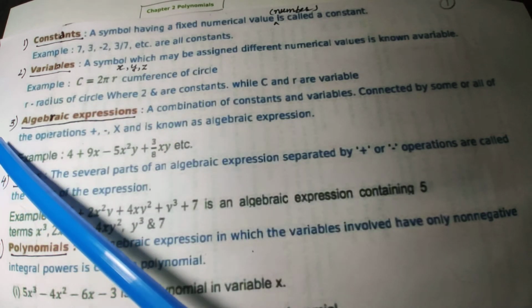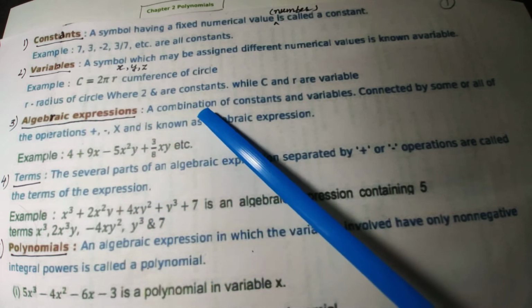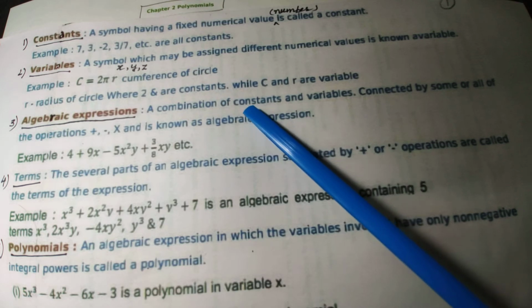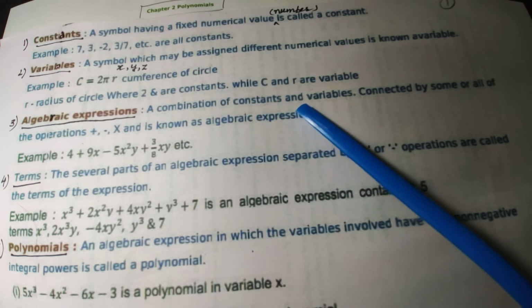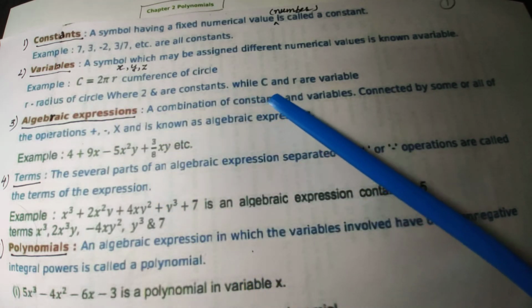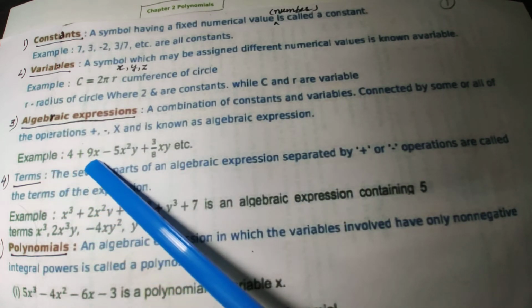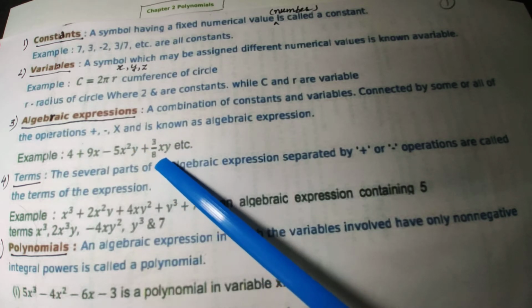Then the third definition, algebraic expression. Algebraic expression means a combination of constant and variable. When a constant and variable are mixed together and written in some form, then it will be called an algebraic expression. Okay, for example, 4 plus 9x minus 5x square plus 3 upon 8xy.